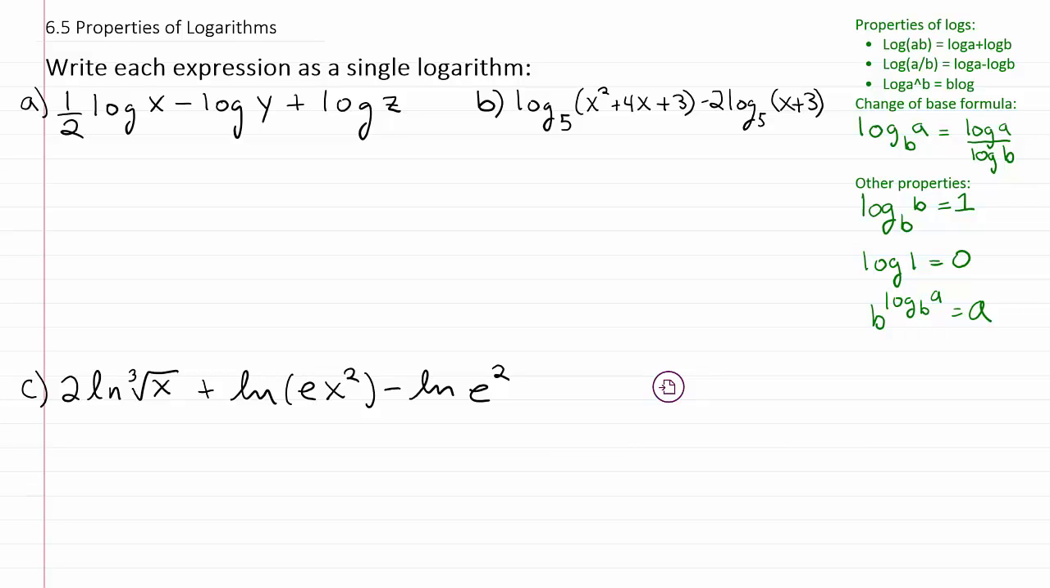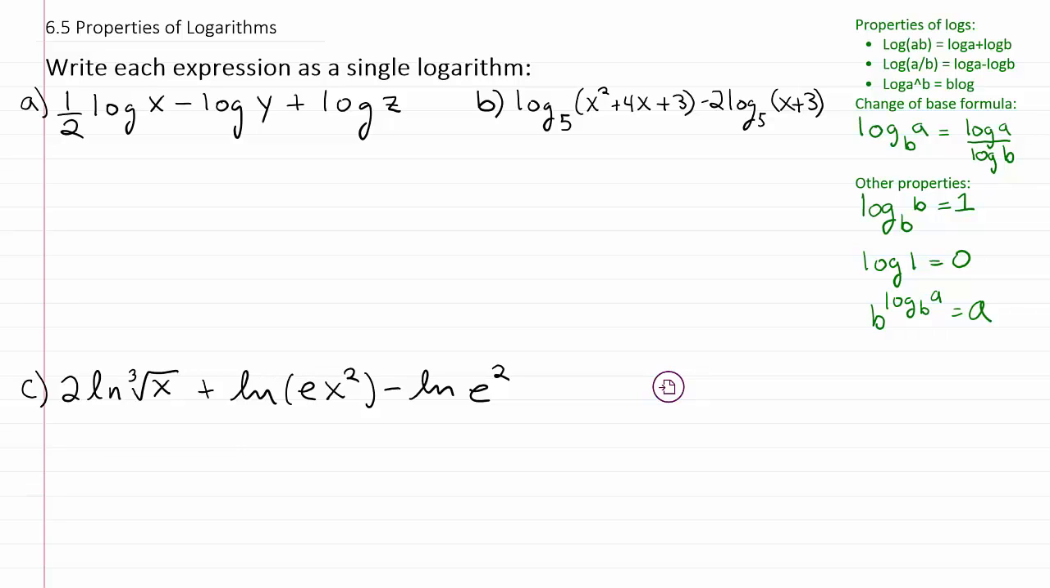Write each expression as a single logarithm. All right, so before we were expanding logs, now we're condensing them. So basically we're going to try to write this as a single log. And when we look at the first one in example A, we have 1/2 log of x minus log of y plus log of z.